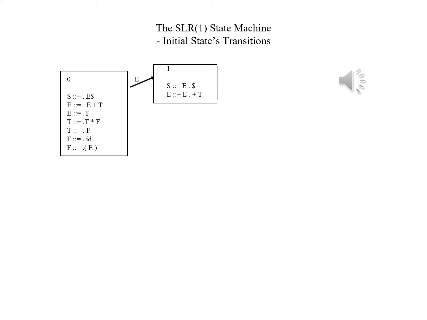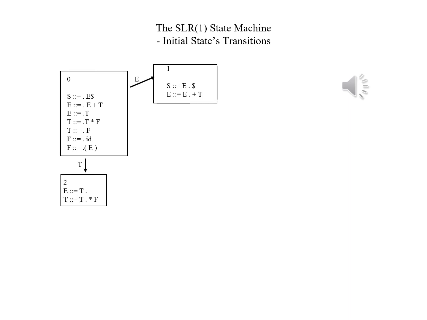And where before we had S derives dot E dollar, we now have in state 1 S derives E dot dollar. We have another production item where the dot is before an E. So as we move from 0 to 1, we also have E derives dot E plus T changing to E derives E dot plus T. In both of these two cases, the dot is before a terminal, so there are no additional items needed.